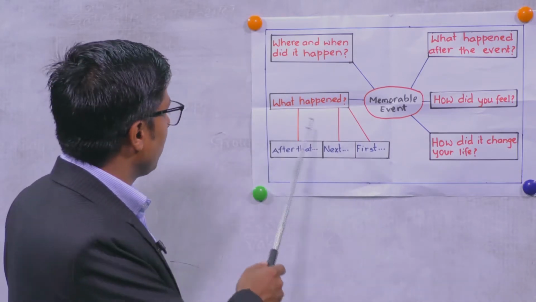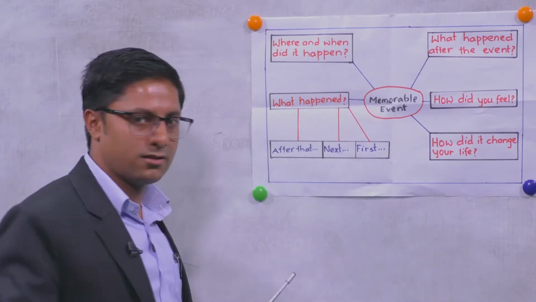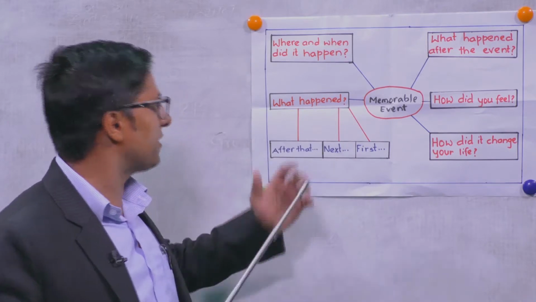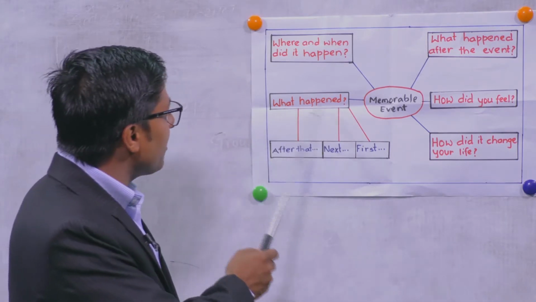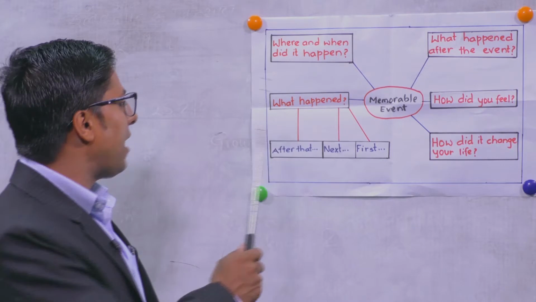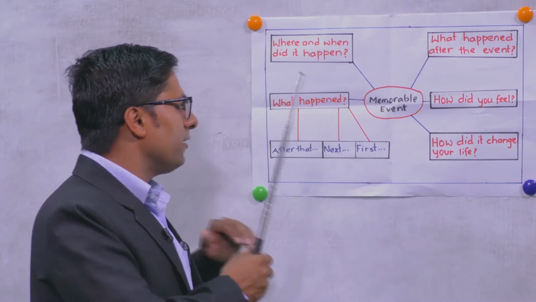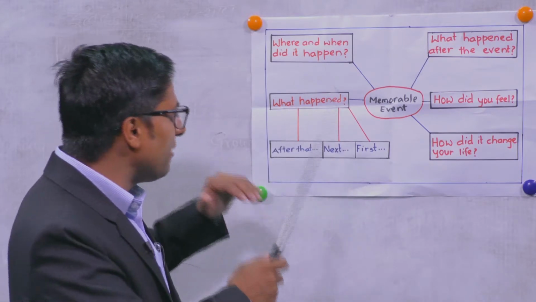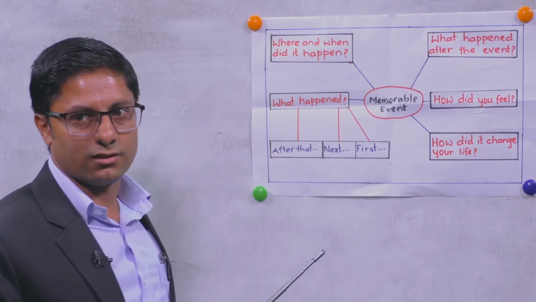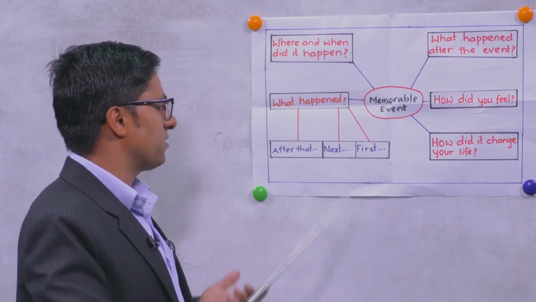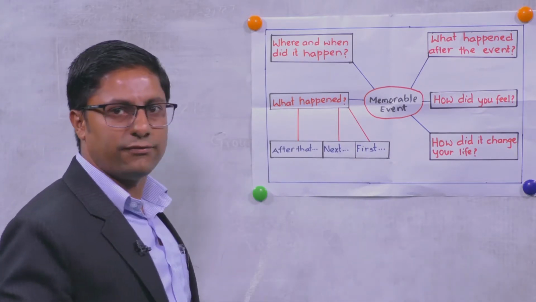Similarly, look at the next question. What happened? After thinking about the time and place, you recall the events. What happened? Okay, even in your memorable event, there can be a series of events taking place. So, what happened first?